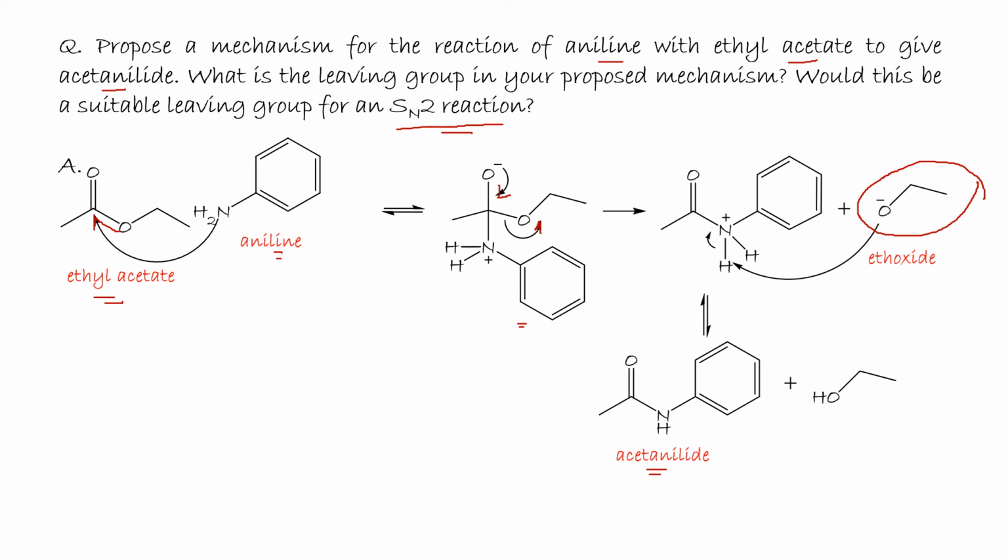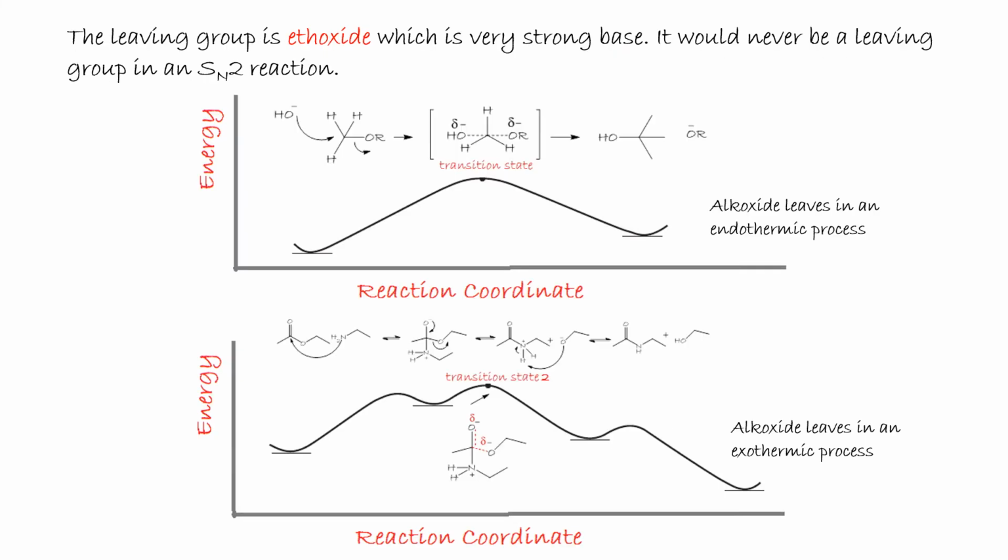Would it be a suitable leaving group in an SN2 reaction? The leaving group is ethoxide, which is a very strong base. It would never be a leaving group in an SN2 reaction. In an SN2 reaction, alkoxide leaves in a slightly endothermic process. Here is the energy of the reactant, and here is the energy of the product. It's an endothermic process. The bond to alkoxide is largely broken in the transition state.